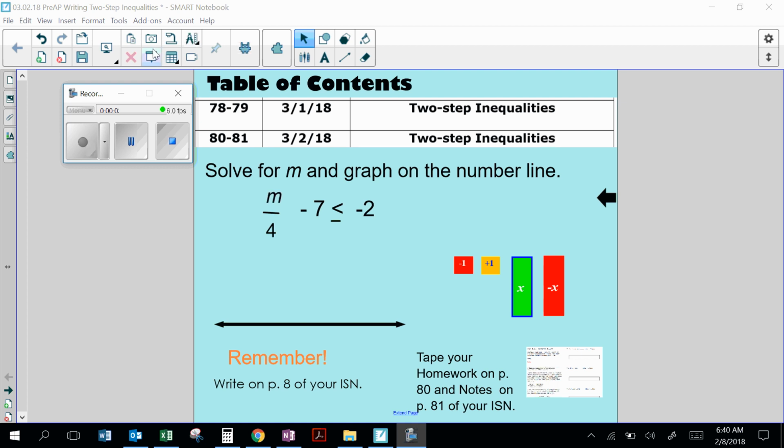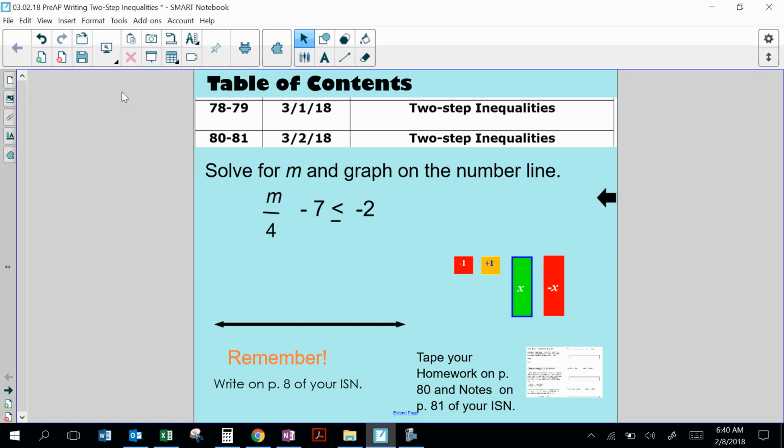Hello, this video is over writing and then solving two-step inequalities and putting it on a number line. So let's look at this one. It says solve for m and graph on the number line. Do you see this variable right here, m? We need to isolate it. So how am I going to isolate this variable?